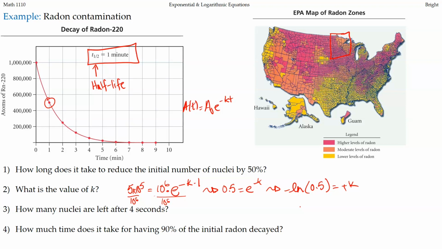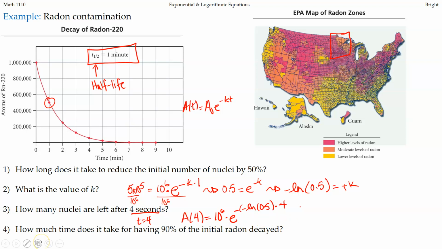And then how many nuclei are left after 4 seconds? Well, that just means here that t is equal to 4, and we would want to say A of t, or A of 4 rather, is equal to, we start with 1 million, and then we have e raised to the negative, and then k is our negative natural log of 0.5, so the negatives will end up canceling, and then we have multiplied by 4. And then this whole right side we can punch in our calculator and get a value. Okay, I'm not going to take time for that.